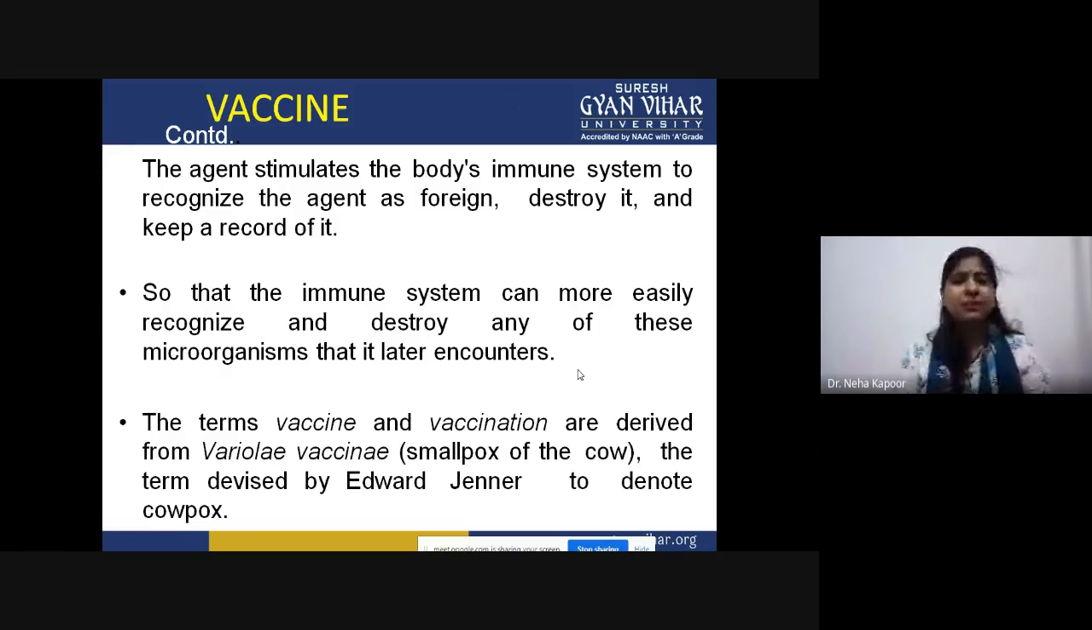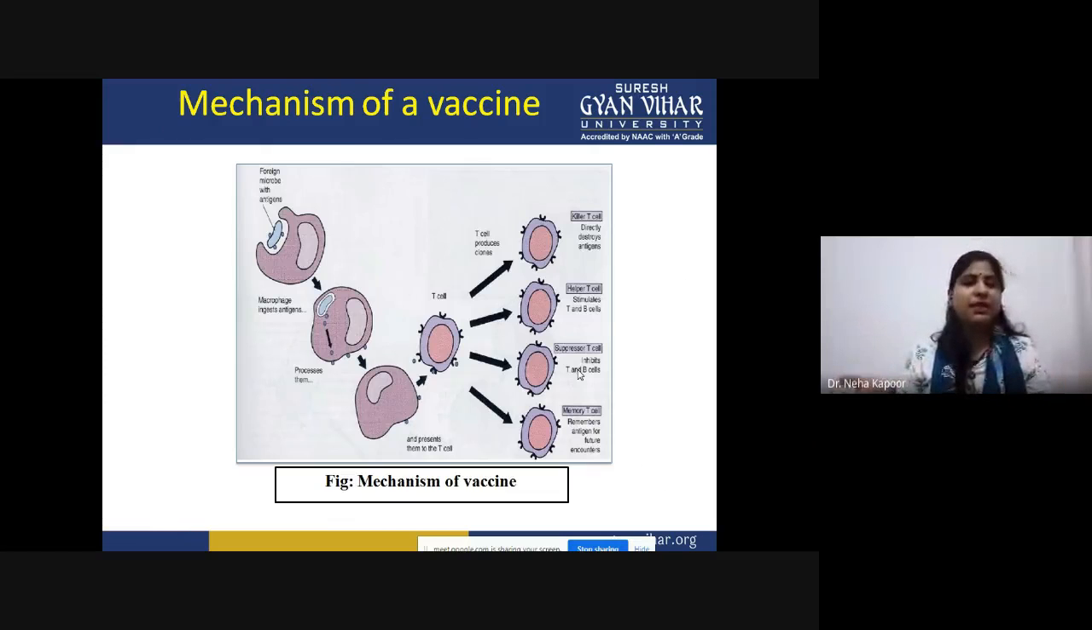He even proved that concept by taking fresh material from the lesions of a cowpox-infected person and injecting that lesion material into a healthy 8-year-old boy. After he developed the symptoms of cowpox, he was well after a few days, but that infection provided the boy immunity to smallpox. So after that, this vaccination and vaccine concept was derived.